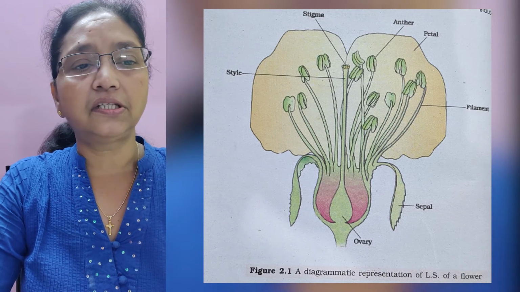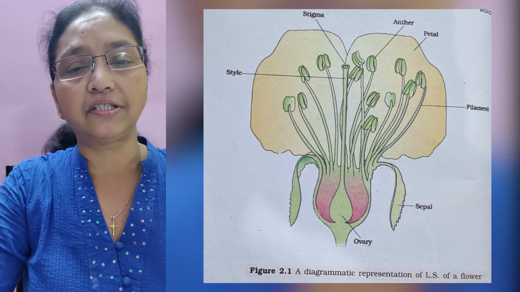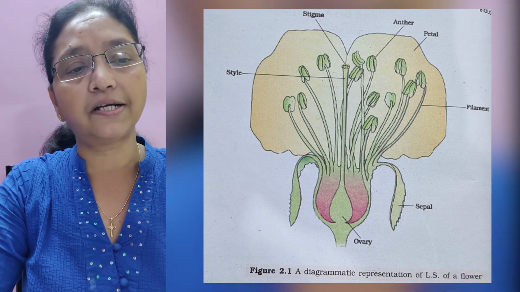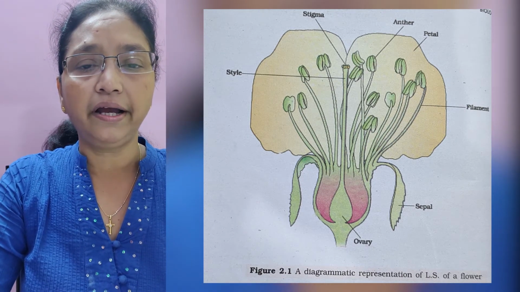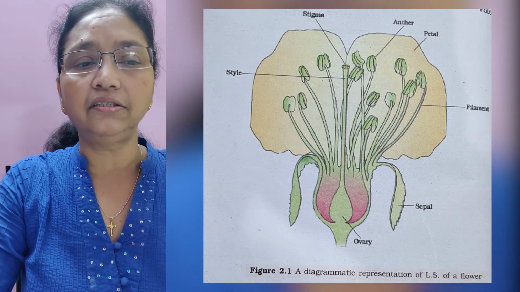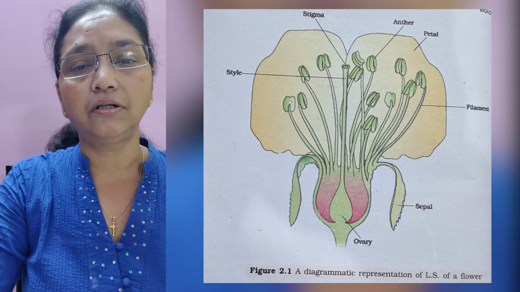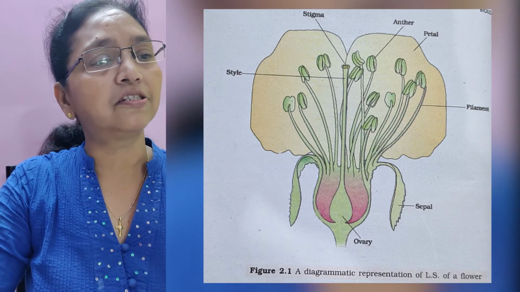The androecium is the third whorl, which is made of the stamens, the male reproductive parts, also called the microsporophyll. And the gynoecium, which is the fourth and innermost whorl, contains the pistils or the carpels, which are the female reproductive parts. Now we will study in detail the male and the female reproductive structures of a flower.